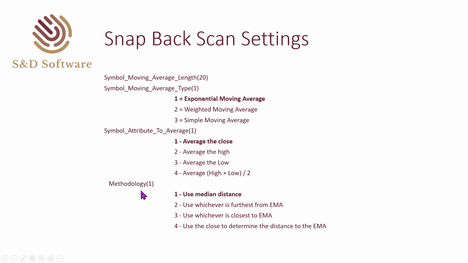And we have the methodology. The default 1 is to use the median distance. And 2 is to use whichever is furthest from the exponential moving average. 3 is to use whichever is closest to the exponential moving average. 4 is to use the close to determine the distance to the exponential moving average.